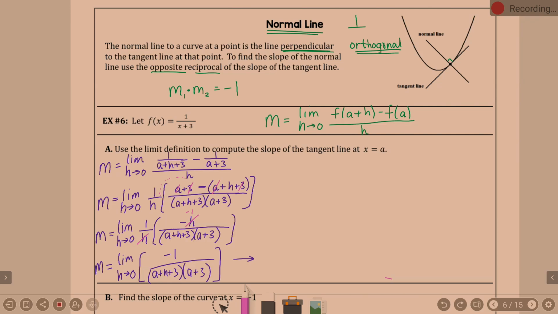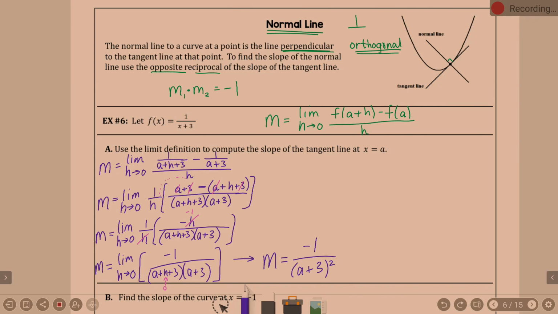We plug in 0. There's only one h though, isn't there? So if you plug in 0 for that, we end up with a slope of what? -1 over a plus 3 squared. It ends up being a plus 0 plus 3, which is a plus 3, times another a plus 3. Could I write it as a plus 3 squared? I can.